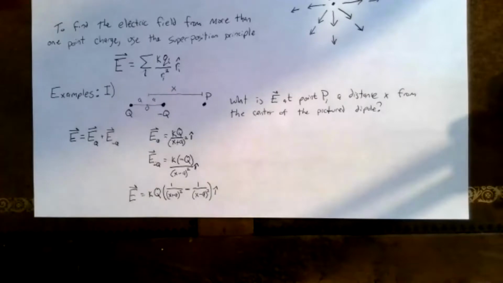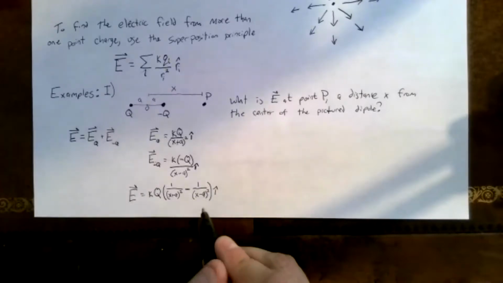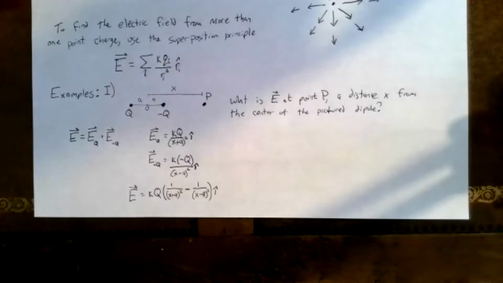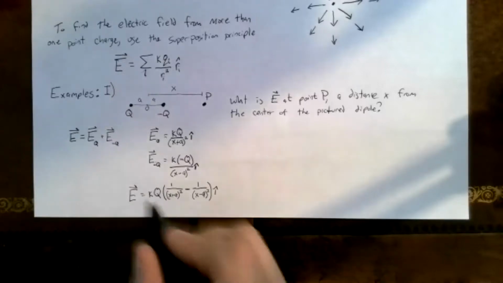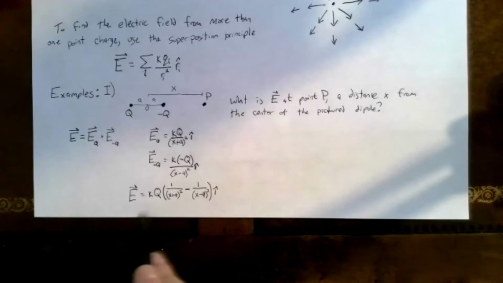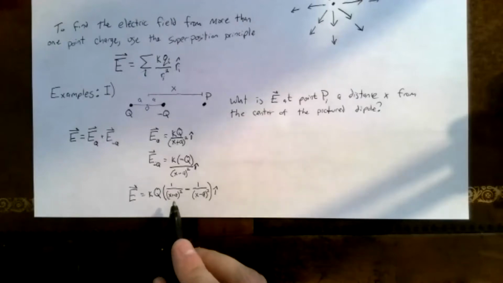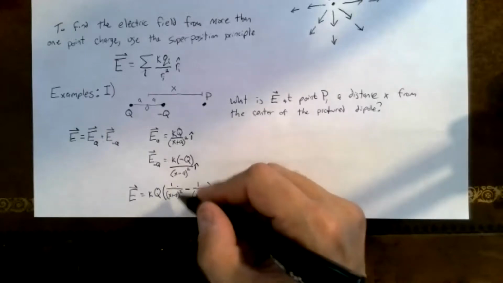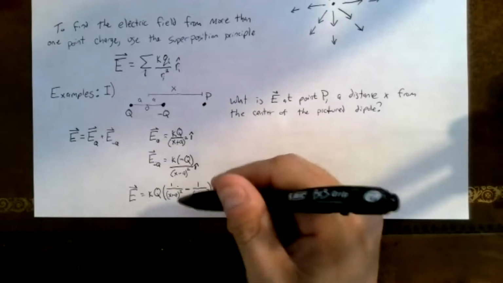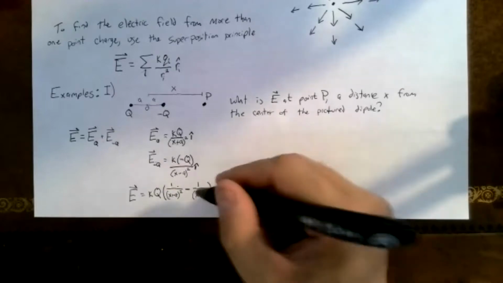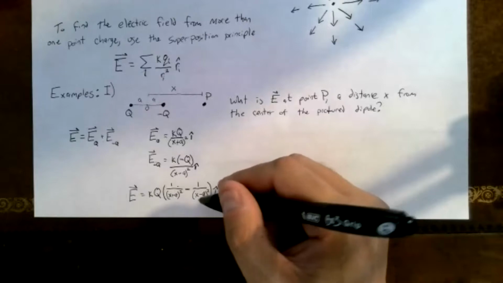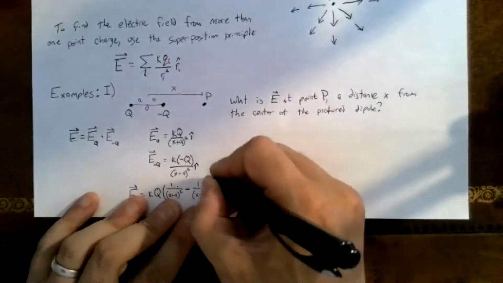And we can't really stop there. This can be simplified. But we've kind of done the physics part now. Now we just have to do the math to get this into a more reasonable form. So we want to make these have a common denominator. If I multiply this term by X minus A squared over X minus A squared, and this term by X plus A squared over X plus A squared, I'll have a common denominator.